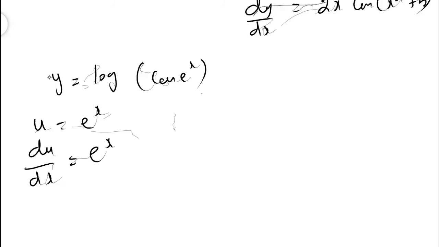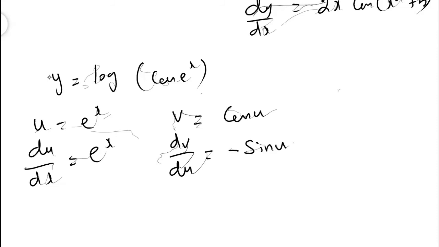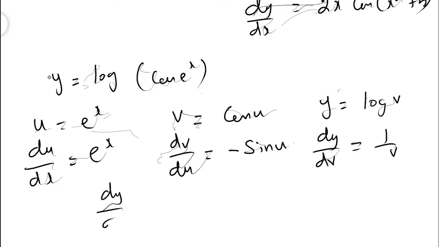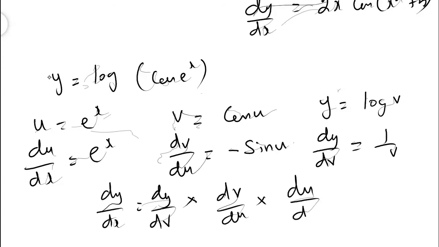So let v be equal to cos u. Now differentiating with respect to u, you get dv by du is equal to minus sine u. So y is equal to log v. So dy by dv, differentiating with respect to v, we get 1 by v. Therefore, dy by dx is equal to dy by dv into dv by du into du by dx.